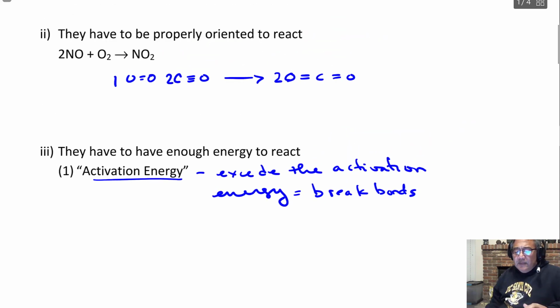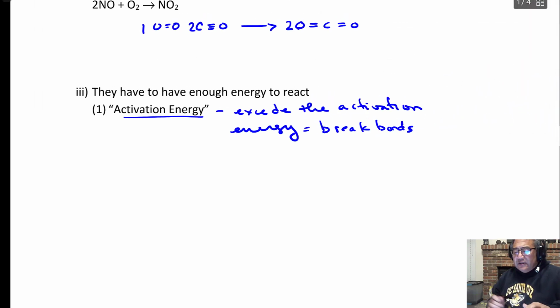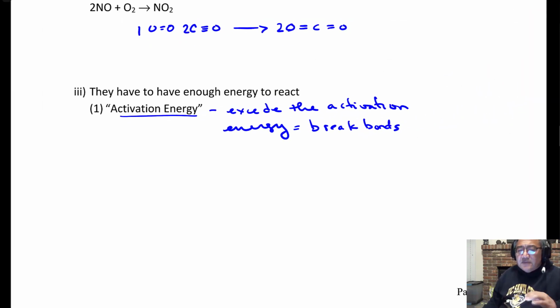So these are basically the premises of collision theory. Molecules have to collide to react. So there's a frequency component to this as well. Then they have to be properly oriented, so that's the shape of the molecules. And then they just have to run into each other with enough energy that bonds break, and the bonds can then rearrange once you've broken some of the bonds.